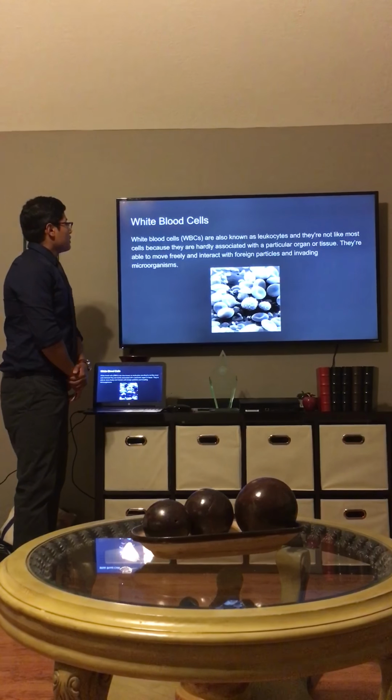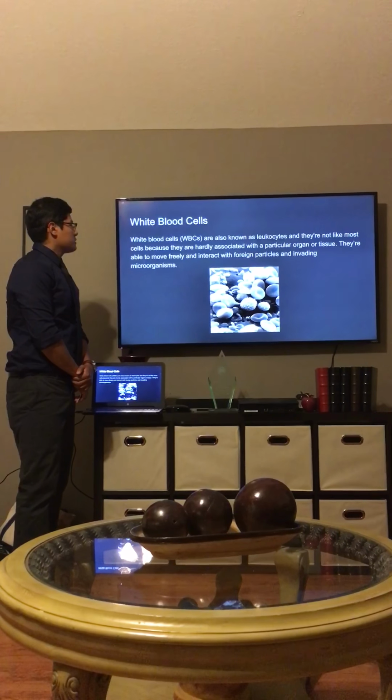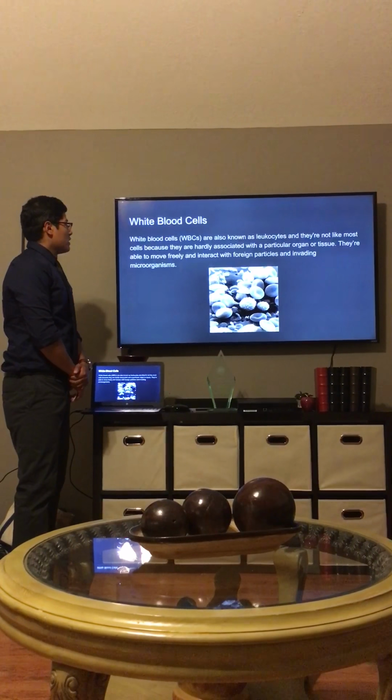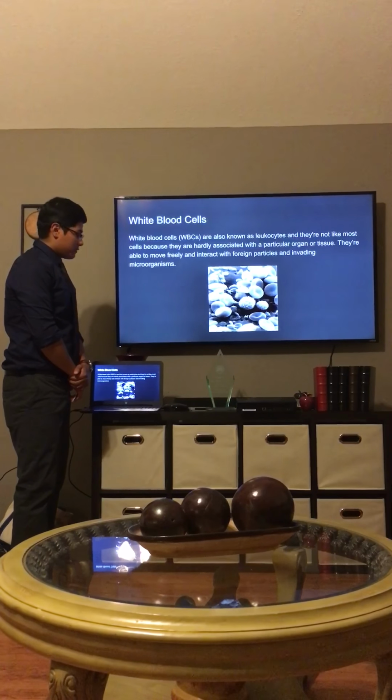White blood cells. White blood cells are also known as leukocytes, and they're not like most cells because they hardly associate with any particular organ or tissue. They're able to move freely and interact with foreign particles and invading microorganisms.